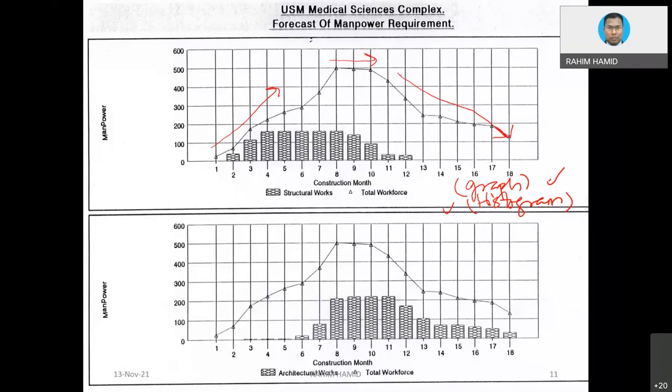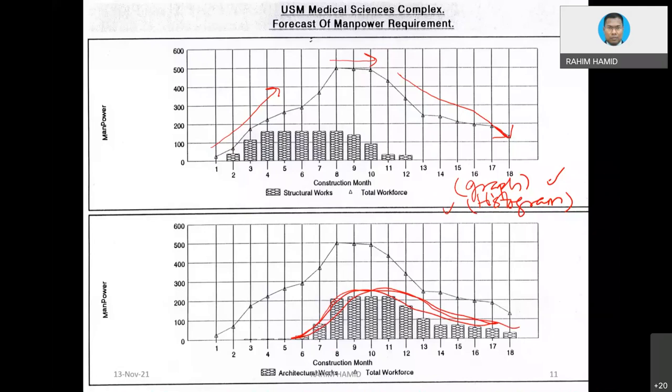Okay, so structural work and total workforce. Meaning to say, if we tabulate, if we split into many categories of the workers, that would be how the graph looks like. Similarly with architectural work, the graph looks very nice. This is the kind of graph that we are trying to get when we tabulate our resource later on. Okay, so how do we get this kind of graph?